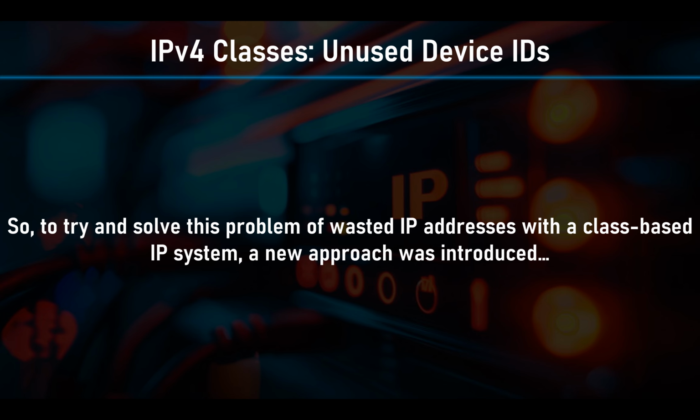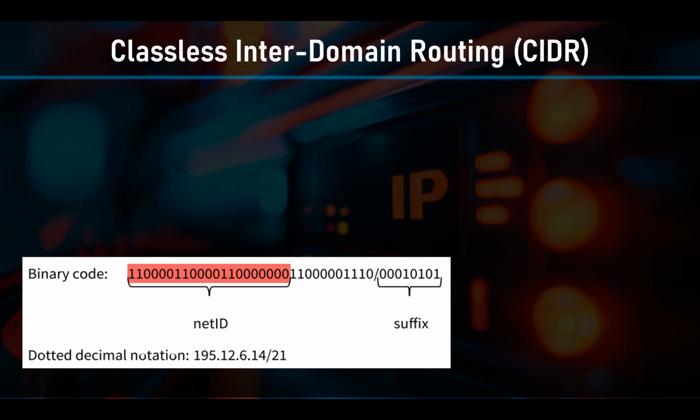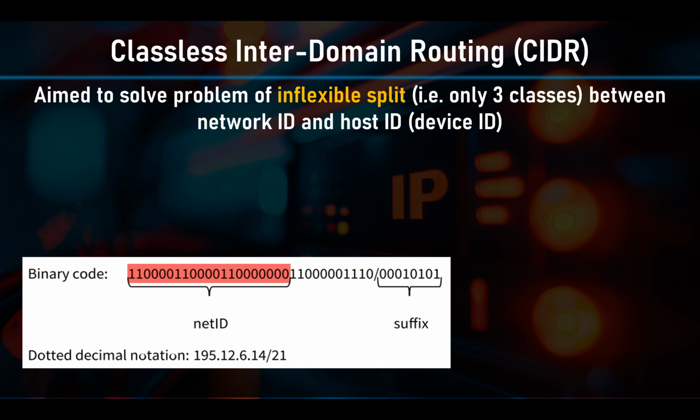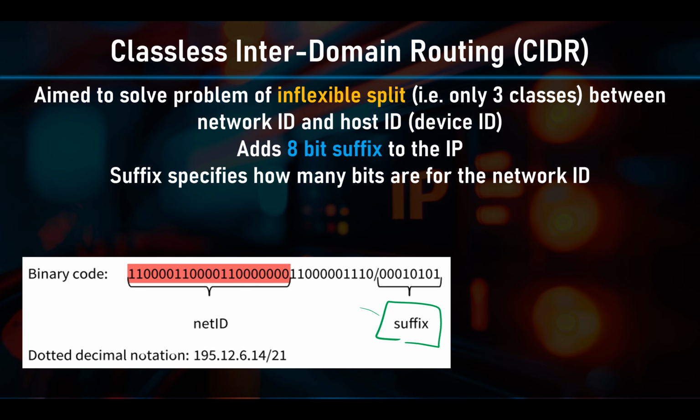So to try and solve this problem of wasted IP addresses with a class-based IP system, a new approach was introduced, and that's classless interdomain routing, or CIDR. This aims to solve the problem of the inflexible split, i.e. only 3 classes, between the network ID and host ID, or device ID. It's going to add an 8-bit suffix to the IP. When it says suffix, basically just something at the end. So this is going to be the suffix. What this actually means is now the IP address is going to be 40 bits, since we've got this extra suffix.